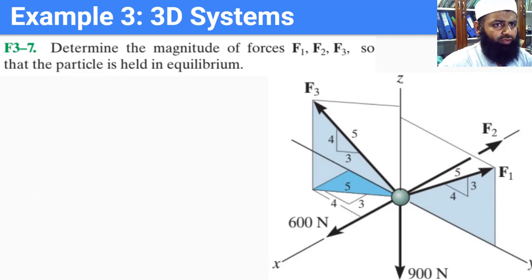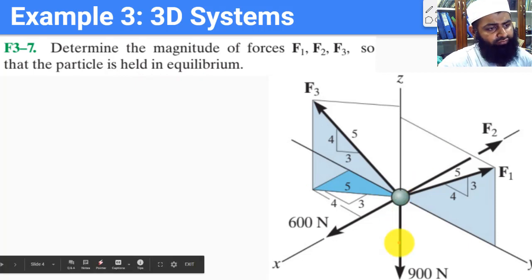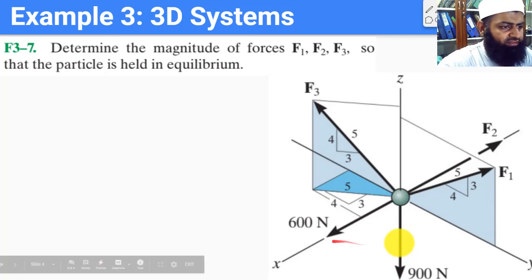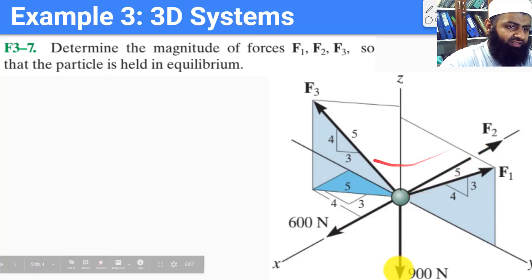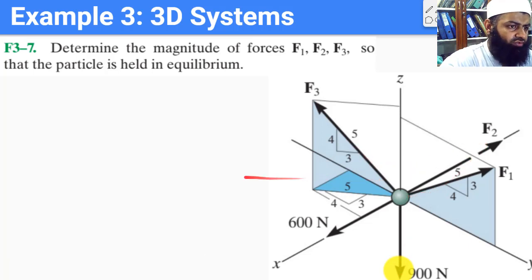So here we have an example where we have a particle which has 5 forces acting on it. 2 of the forces are known. There is a 600 Newton force acting along the x-axis. There is a 900 Newton force acting in the minus z-axis, and we have these 3 unknown forces. So the question is, determine the magnitude of the forces F1, F2 and F3 so that the particle is held in equilibrium.